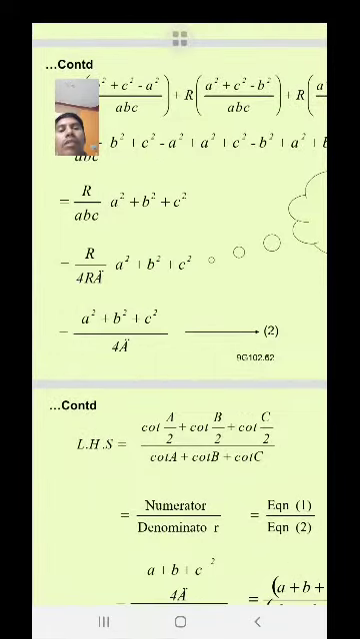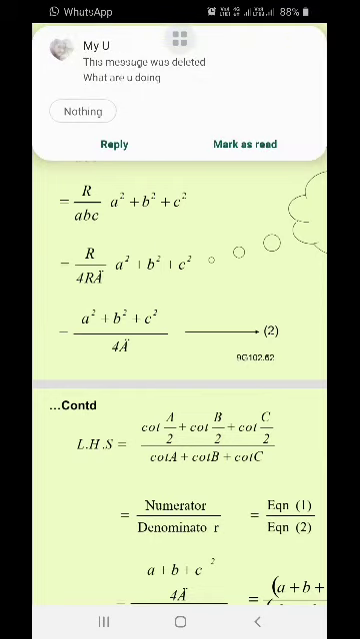So that equals r/abc of (a² + b² + c²), and that equals r/(4rΔ) of (a² + b² + c²), which equals (a² + b² + c²)/4Δ.